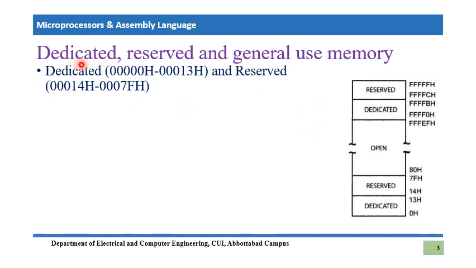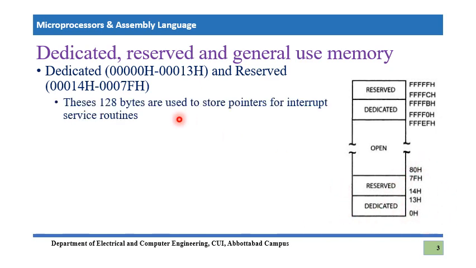So the very first part is dedicated, and it ranges from 0 hexadecimal to 13 hexadecimal, as I have written here. The dedicated part is 00000 hex to 00013 hex, and the part which is just joined to this section is reserved, and it starts from 14 hex and goes to 7F hex. I have also written it here for you. So what are these ranges? The first dedicated and reserved portion is 128 bytes, which is used to store the pointers for interrupt service routines.